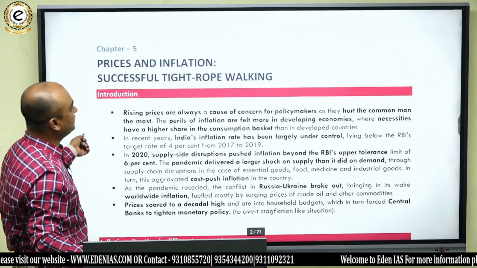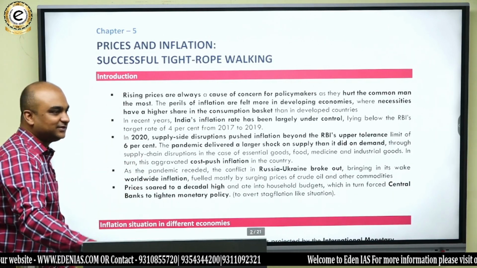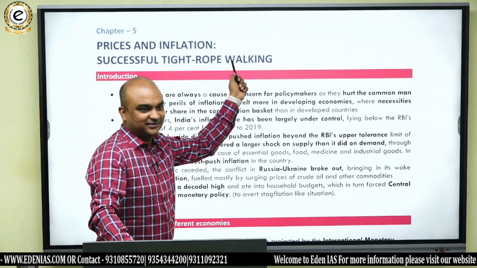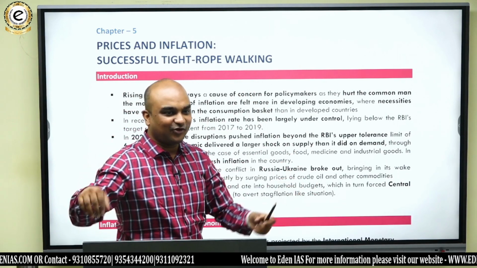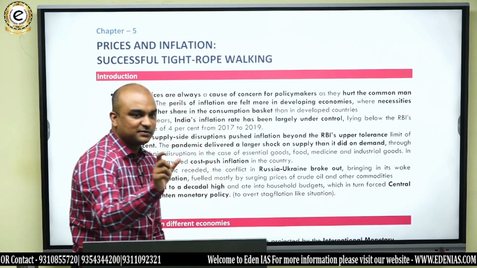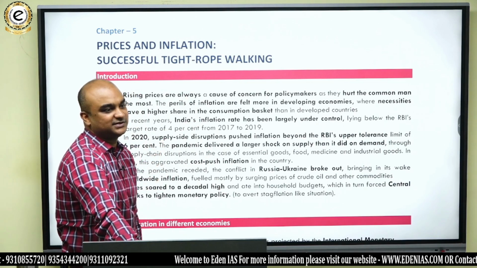Look at the heading of the chapter. I told you that जो second part होता है वो generally थोड़ा philosophical होता है. Prices and inflation, successful tightrope walking. Now what is tightrope walking? आपने देखा होगा in circus they walk over ropes with a stick in their hand. It's like a balancing act. And remember the fiscal policy and the monetary policy, they play a kind of balancing to each other.